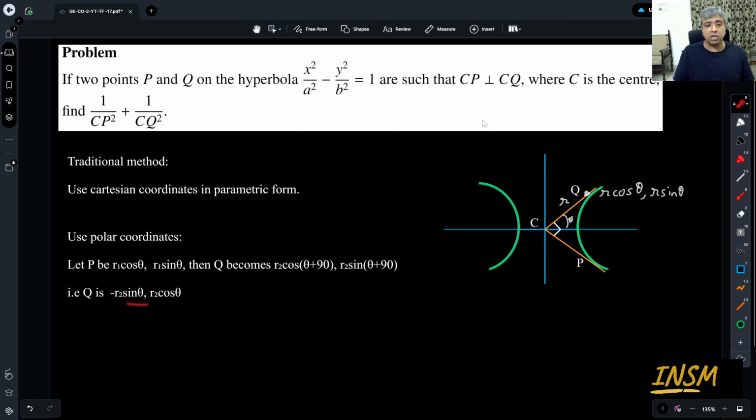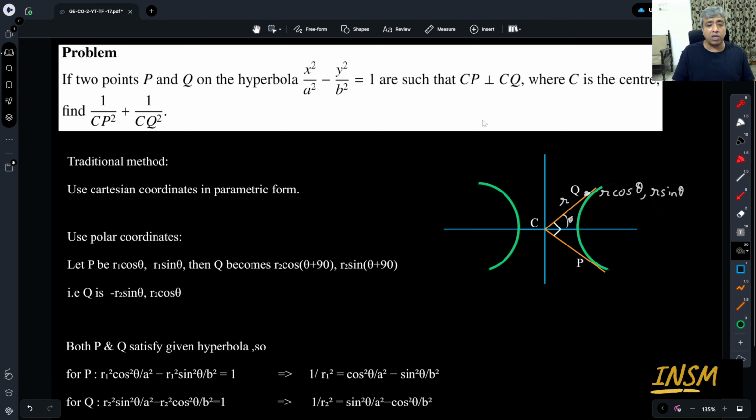So Q comes out to be, as cos of 90 plus theta is minus sin theta, minus R2 sin theta, comma R2 cos theta. So now we have got both P and Q in terms of R1, R2 and theta. Now the only thing that we need to do is put these points in the hyperbola given, and see what happens.